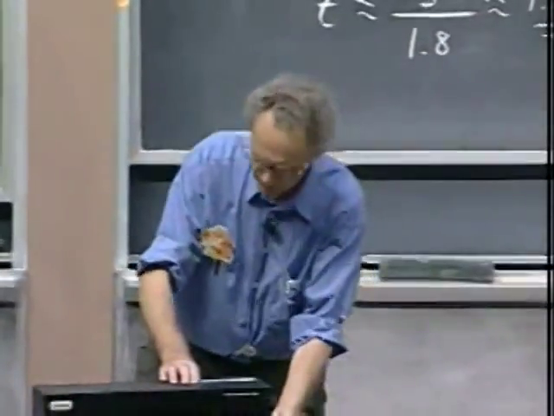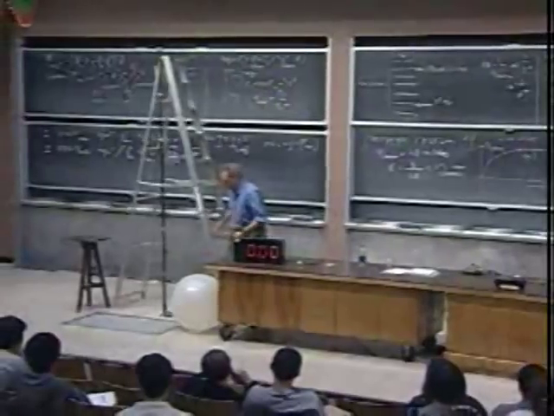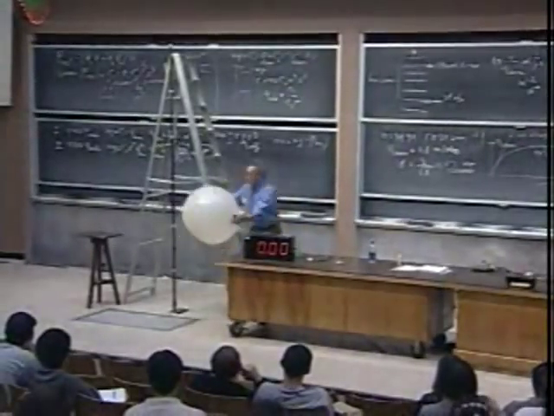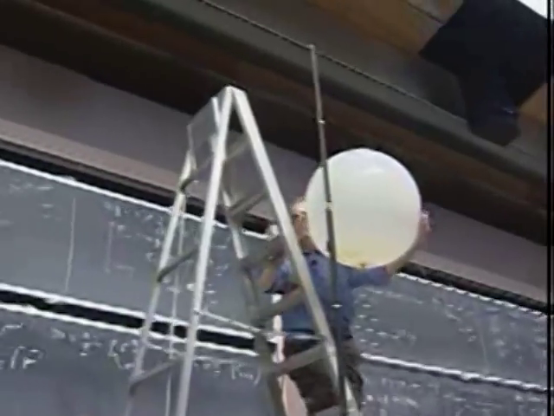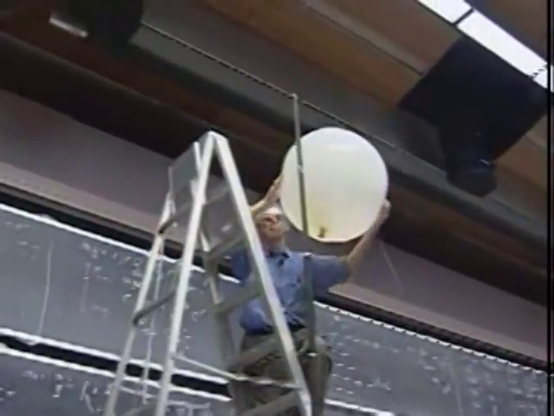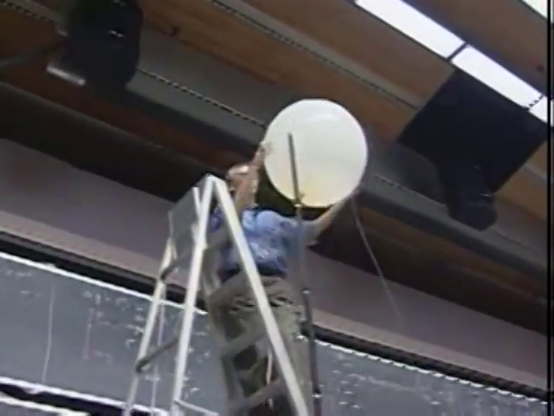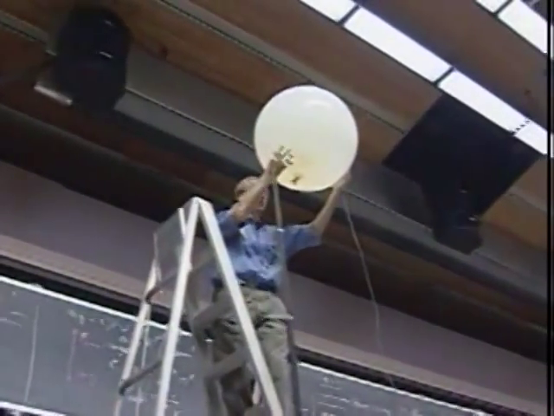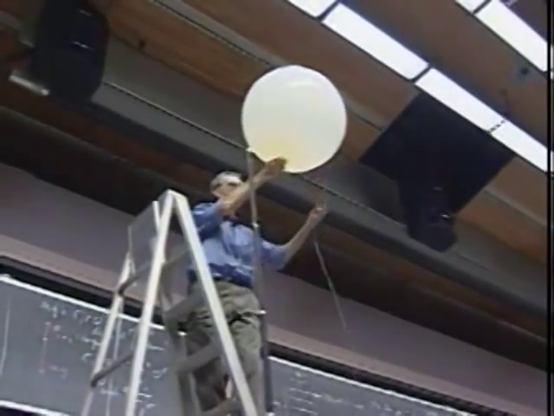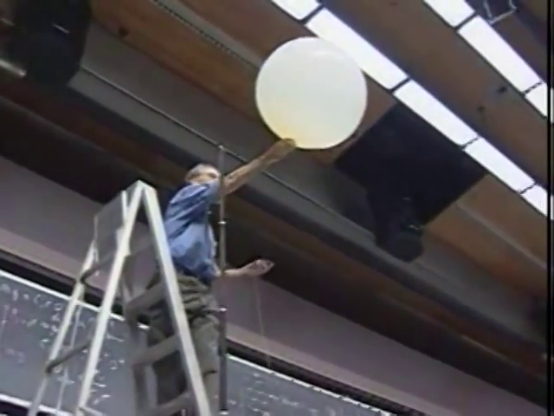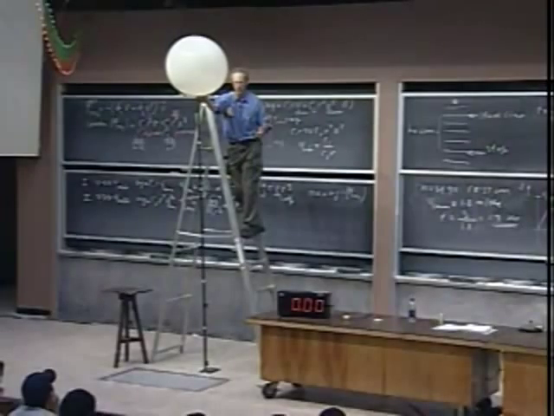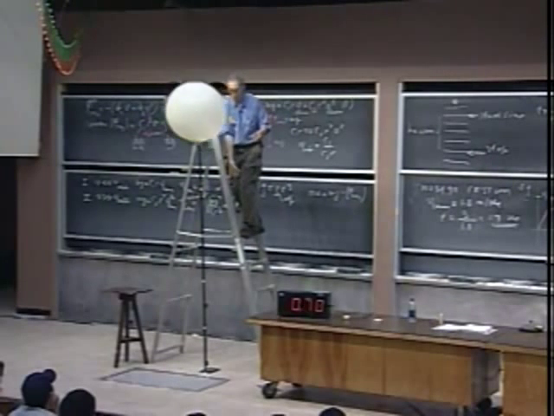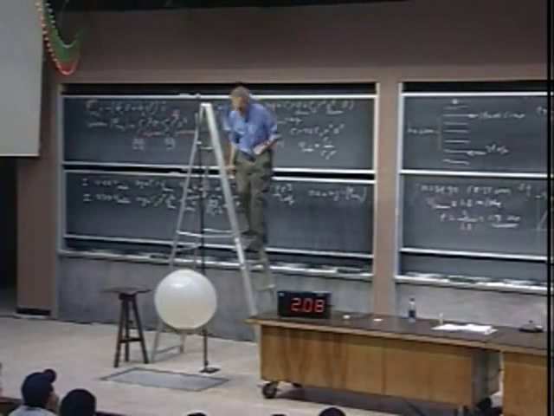Turn on this timer, make sure I zero it. I did. And it's not so easy to release it, by the way, and start the timer at the same moment. And it's not even so easy for me to see when it hits the ground. So there's a huge uncertainty in this experiment. OK. 3, 2, 1, 0. What do we see?